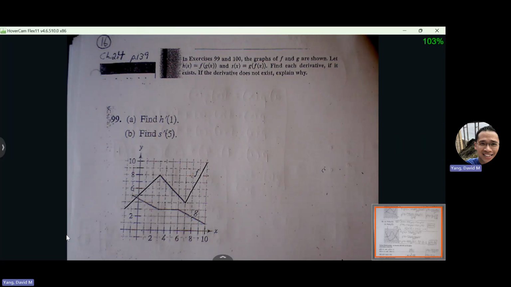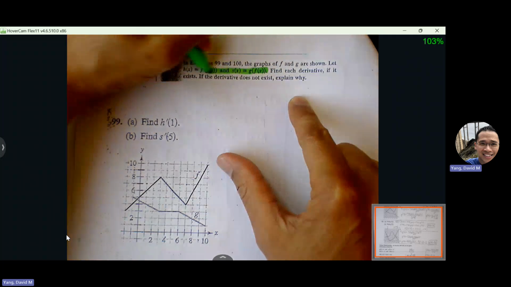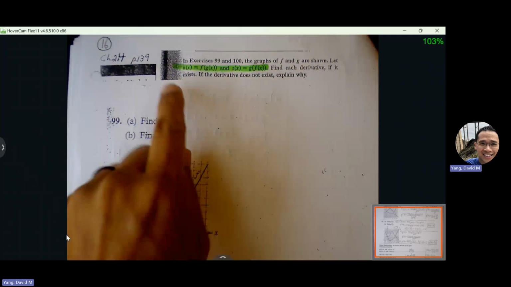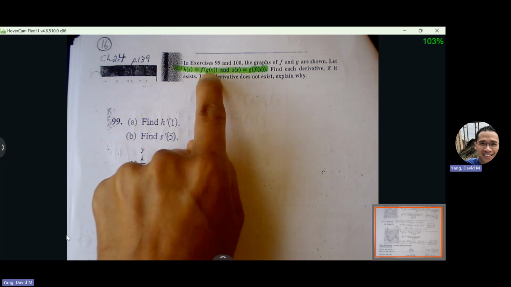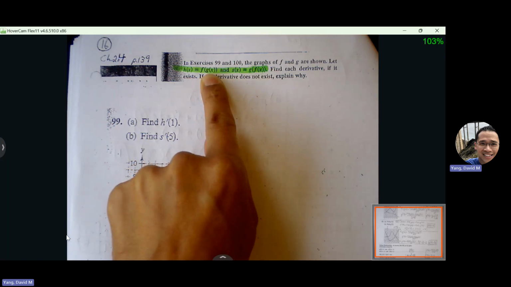Again, we're basing our formulas off the definitions provided for us at the top here. H is defined as f of g of x. So notice that this is not f of x times g of x. When you only see one x and you see f and g, that means it's a composite function. It's going to be a function within a function. This is going to be involving chain rule.